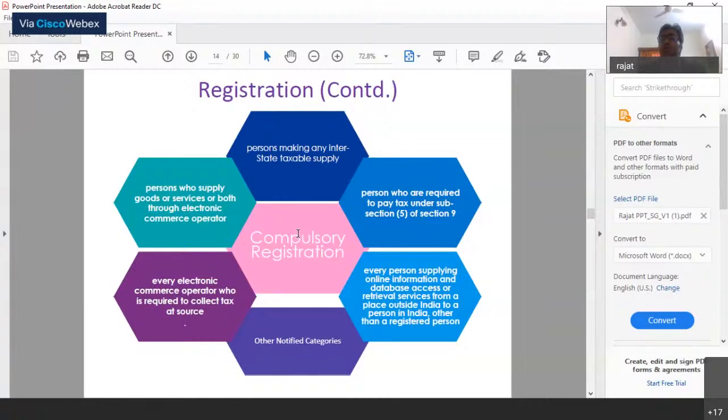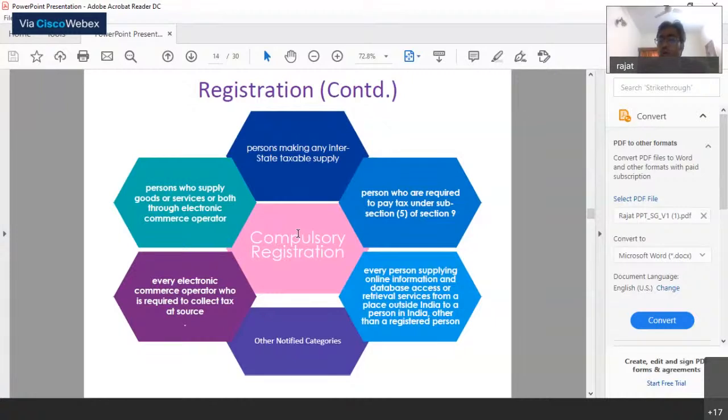Then people who are required to pay tax under subsection 5 of section 9. Who are these players? These are basic e-commerce operators like aggregators who are providing services on behalf of certain service providers who are required to obtain registration. Some of the examples include housekeeping services, transportation services, and hotel services like OYO, who are required to compulsorily register under GST.